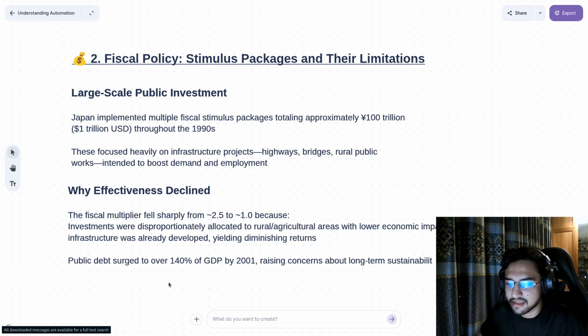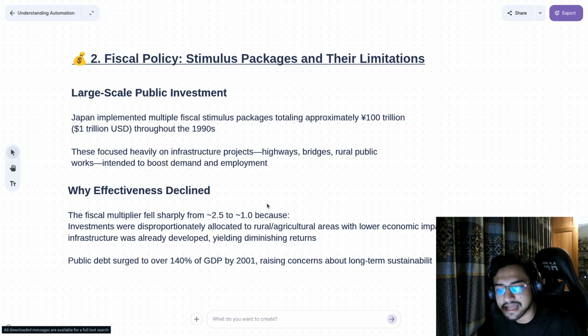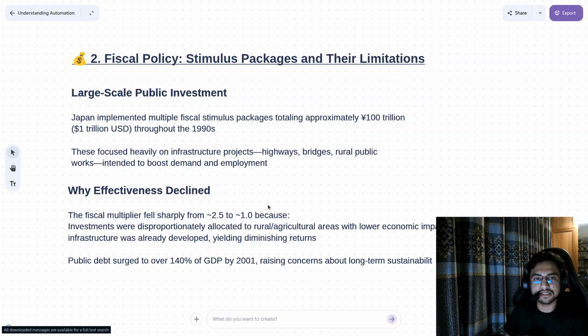Then the public debt surged to over 140% of GDP by 2001. What happened here is that it was costing the government to inject money into their economy. So the whole equation did not match, and the whole investment kind of backfired, and it became a liability and not an asset.